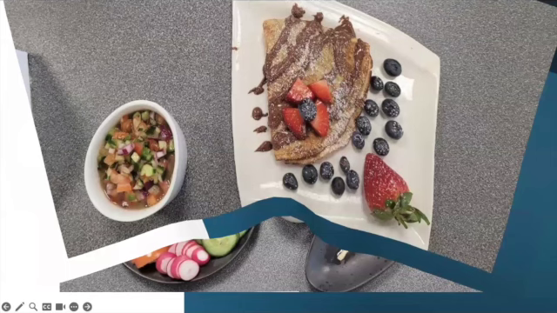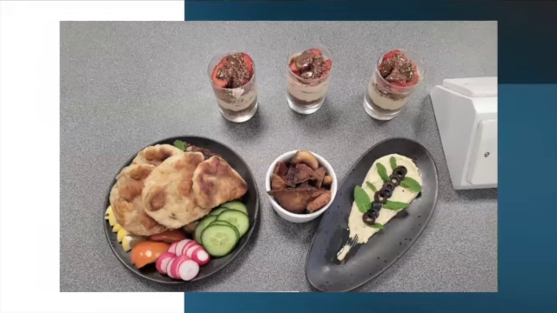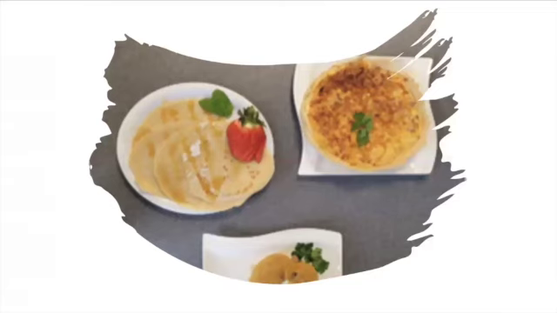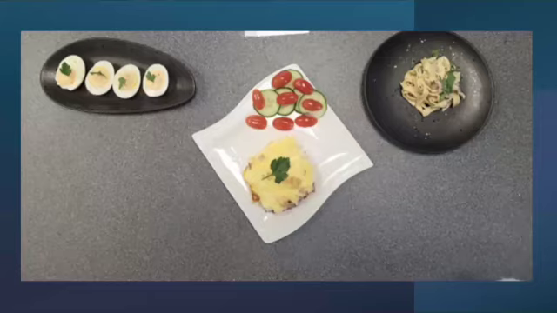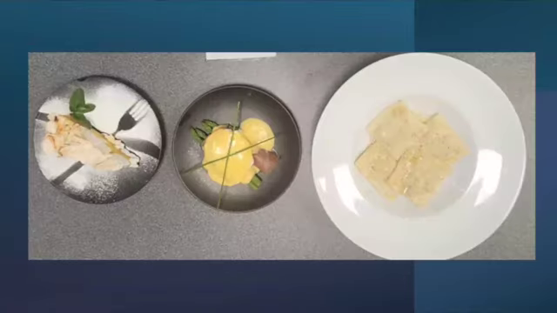So these are some dishes some students did. I'm just going to show you 3 dishes. So these are some dishes that they did, which was fabulous.